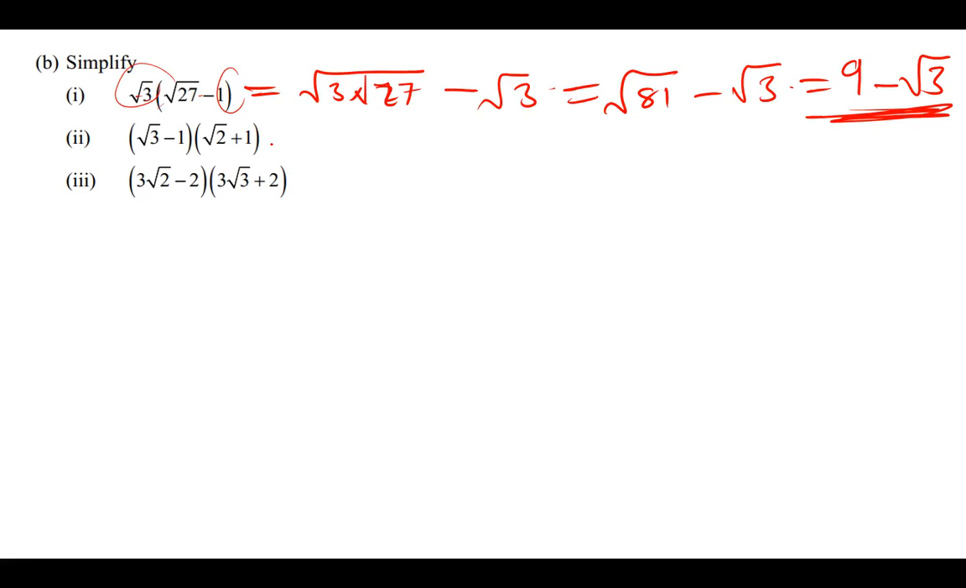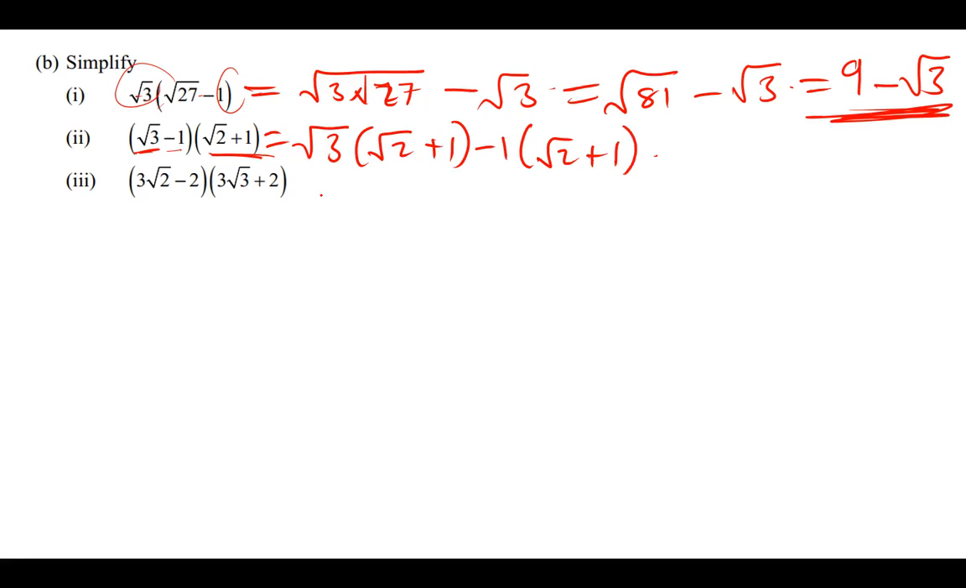Then we will also have this other part here. Multiplying this means that we multiply this times everything there, and then -1 multiplies with everything there. What I mean is this: √3 is multiplying with √2 plus 1, and then we also have -1 multiplying with √2 plus 1.